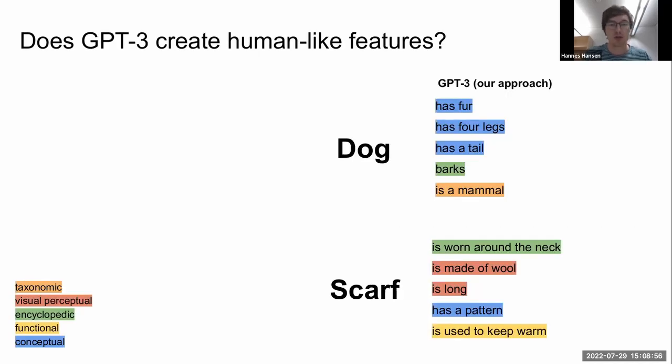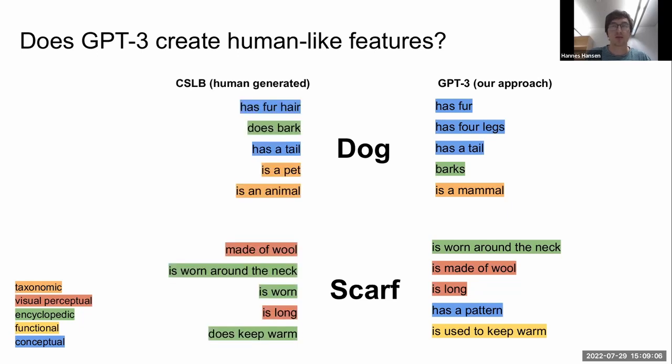So does GPT-3 generate features similar to humans? Here you can see the 5 most frequent features for dog and scarf generated by GPT-3. And on the left side, you can see human-created features. We can see that both GPT-3 and humans use similar features, for example, has a tail for dog or is long for a scarf.